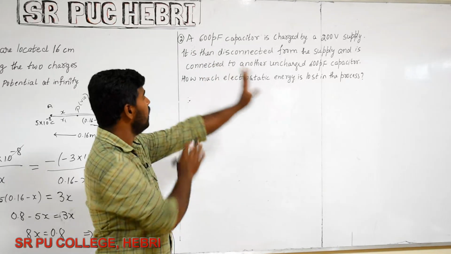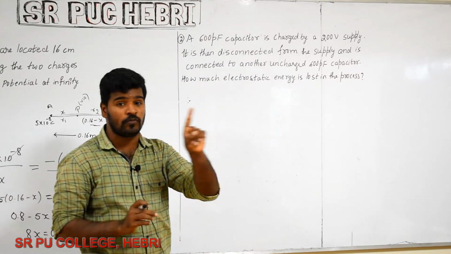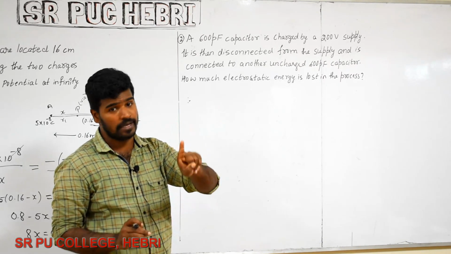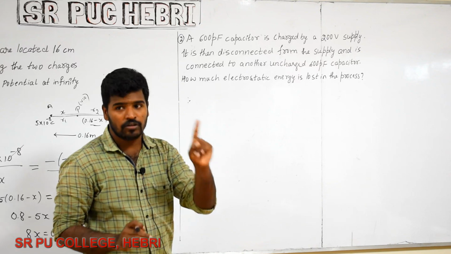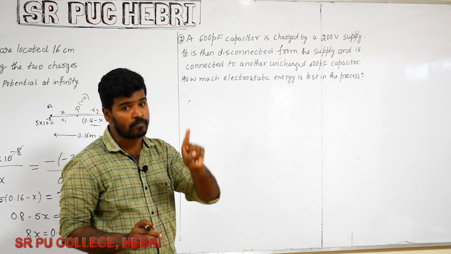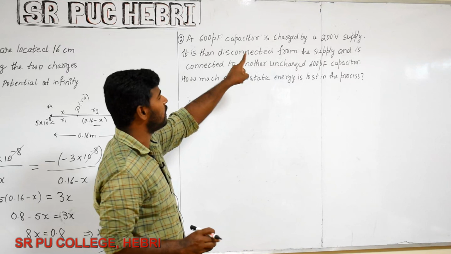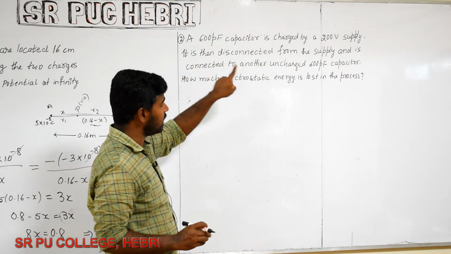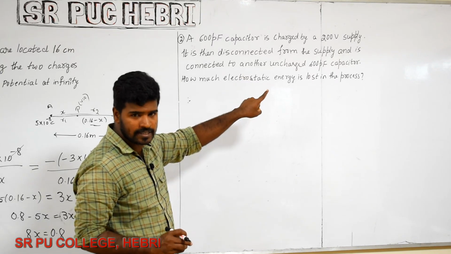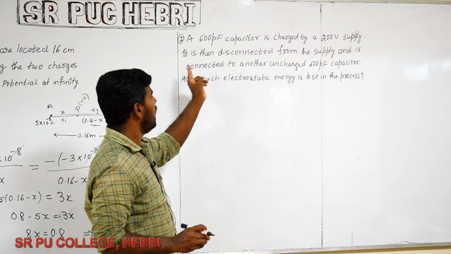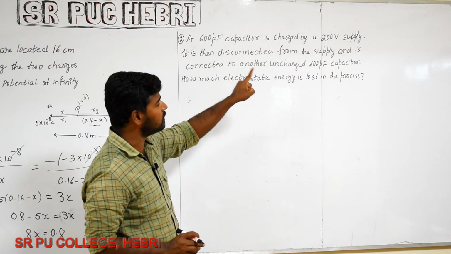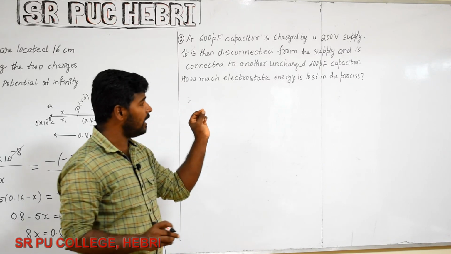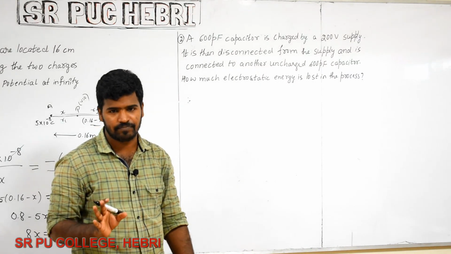What is the question they are given? A 600 picofarad, 1 picofarad is equal to 10 raised to the power minus 12. What is the value of 1 picofarad? The value of 1 picofarad is equal to 10 raised to the power minus 12. Therefore a 600 picofarad capacitor is charged by 200 volt supply. Next, it is then disconnected from the supply and is connected to another uncharged 600 picofarad capacitor. See here, how much electrostatic energy is lost in this process?